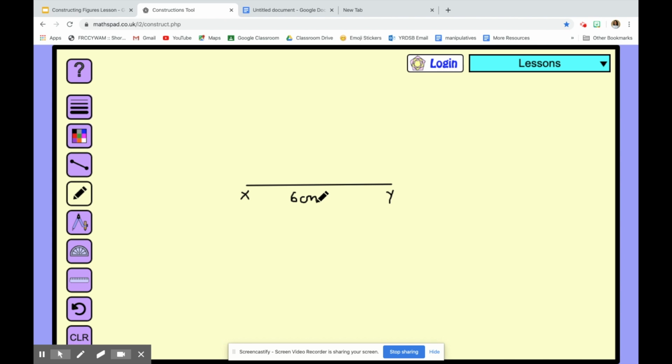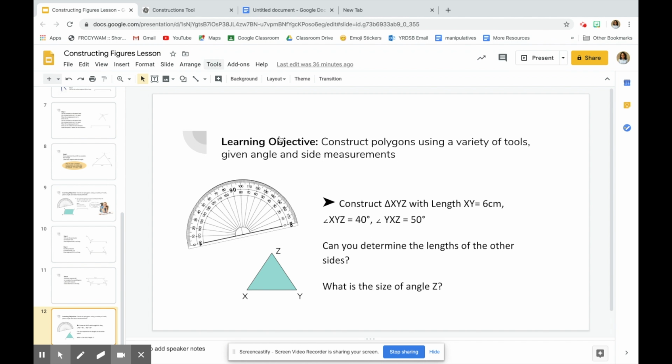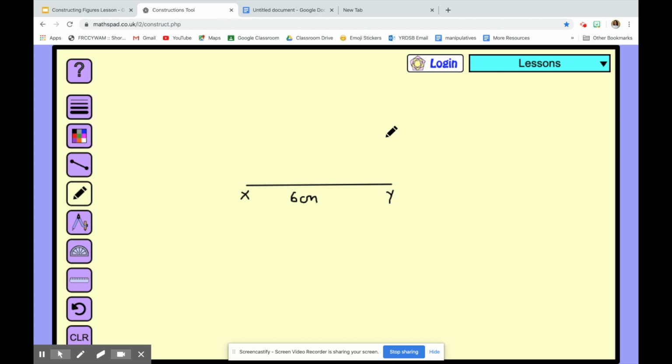Perfect. All right. The other information I have is that the angle of X, Y, Z is 40 degrees and Y, X, Z is 50. So I want you to think about what I'm going to do on my MathPad.